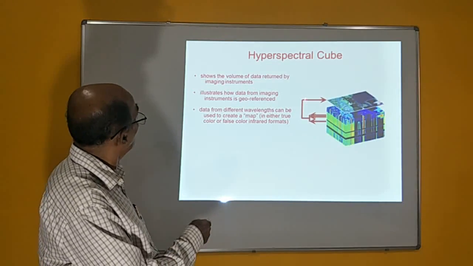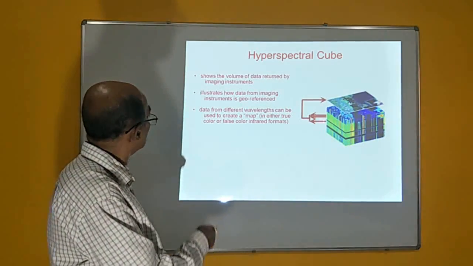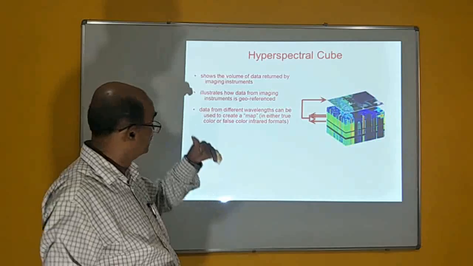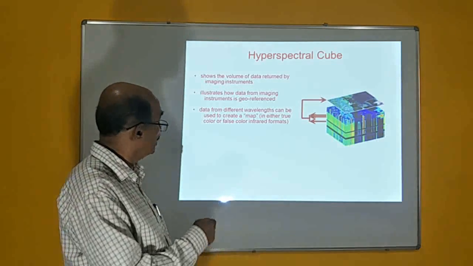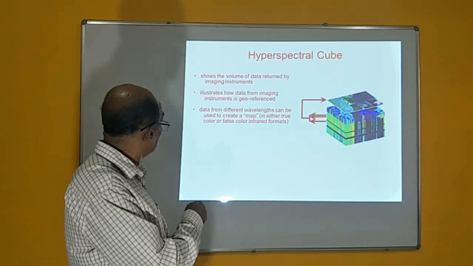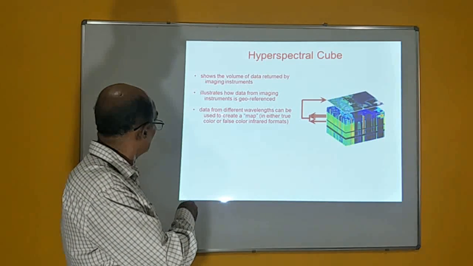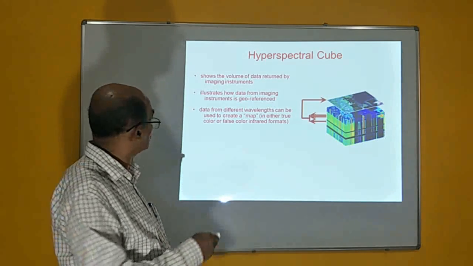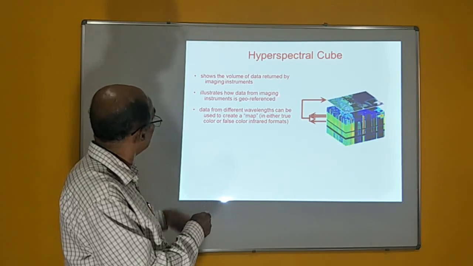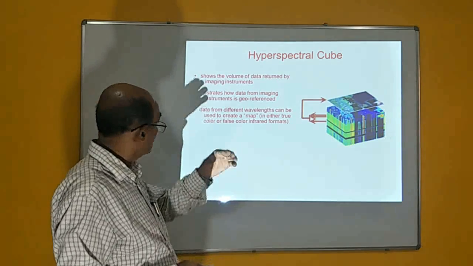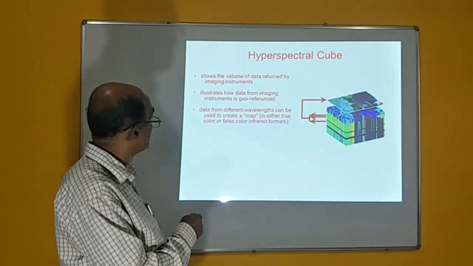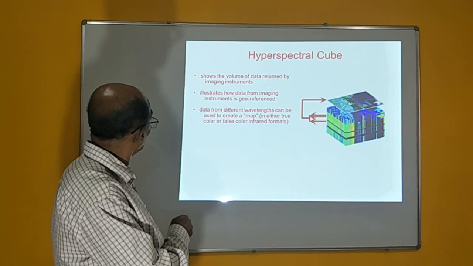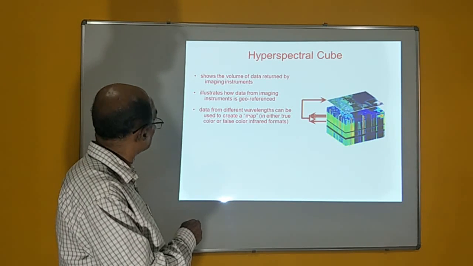Next slide. See, the hyperspectral cube, which shows the volume of data returned by imaging instruments. Imaging instruments means we have the airborne platforms, we have the spaceborne platforms. With that, we will be able to gather the required information. It illustrates how data from imaging instruments is georeferenced. See, there is a need for georeferencing at the end after getting the satellite data, because it should match the Earth surface features. For that purpose, normally we also use topographical maps or ground control points, and data from different wavelengths can be used to create a map.